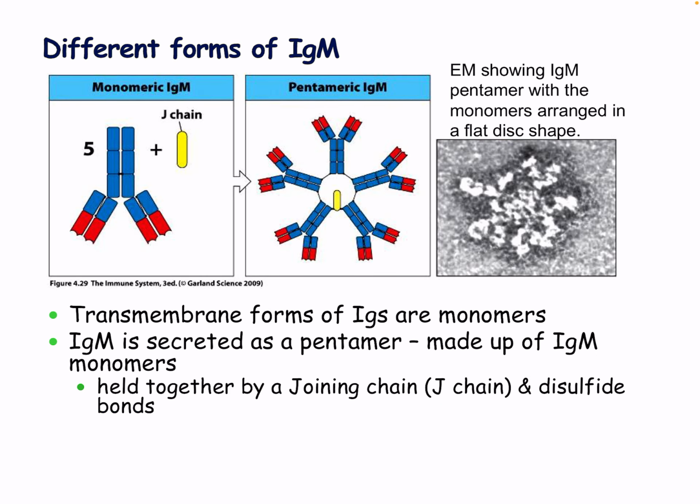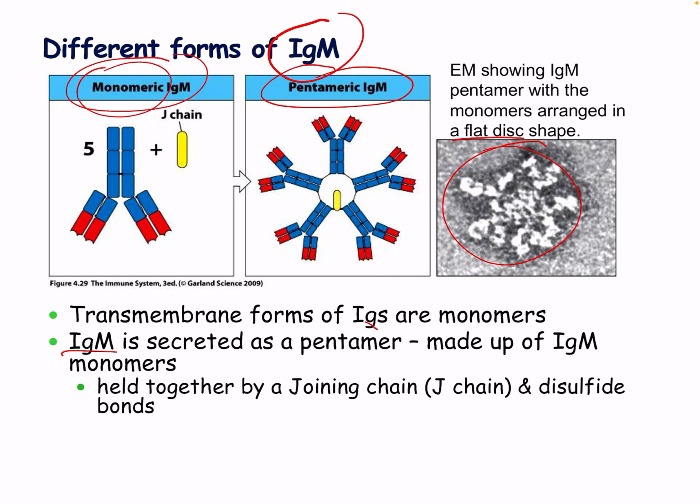So, different forms of IgM. We have a monomeric IgM, as we can see here, and then a pentameric. The pentameric is very good at binding to certain cells, and here's an electron micrograph. This kind of looks like a flat dish shape, as you can see. These are the transmembrane forms of immunoglobulins, or monomers. So this would be the transmembrane.